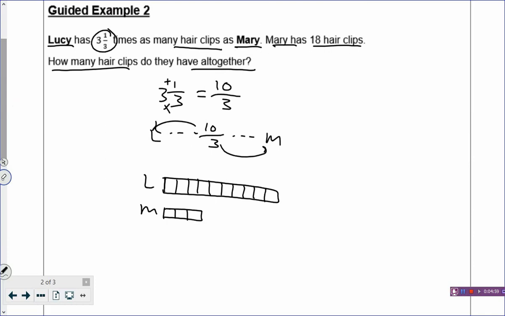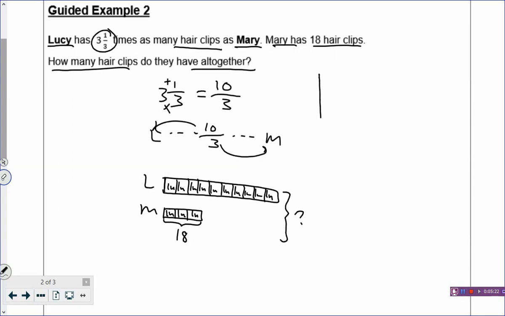So Mary has 18 hair clips, so arrow sign and 18. And where's the question mark? How many hair clips do they have all together? And that is your question mark. And if you know that there's nothing else to draw, then you can start to indicate one unit into all the boxes. Alright, and that's it. That's how you draw out the model.